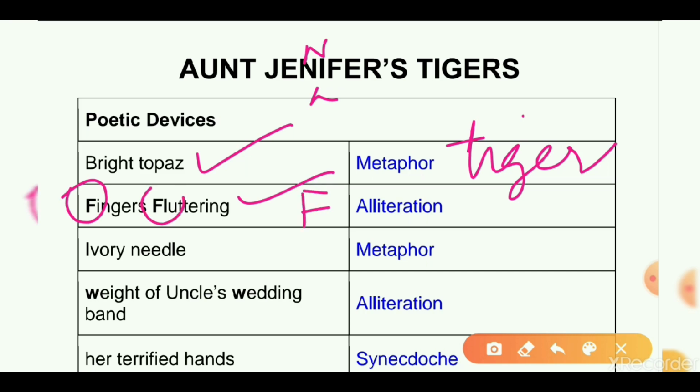फिंगर्स फ्लटरिंग में आप देख सकते हैं अल्फ़ाबेट F इज गेटिंग रिपीटेड, इट हैज़ बीन हाईलाइटेड, यू कैन क्लियरली सी। देन ivory needle, there is a metaphor where ivory is that particular material, the tusk of the elephant, and the needles have been made of that. So ivory needle here refers to metaphor. Then weight of uncle's wedding band, again the word the alphabet W is repeated, so alliteration is there.